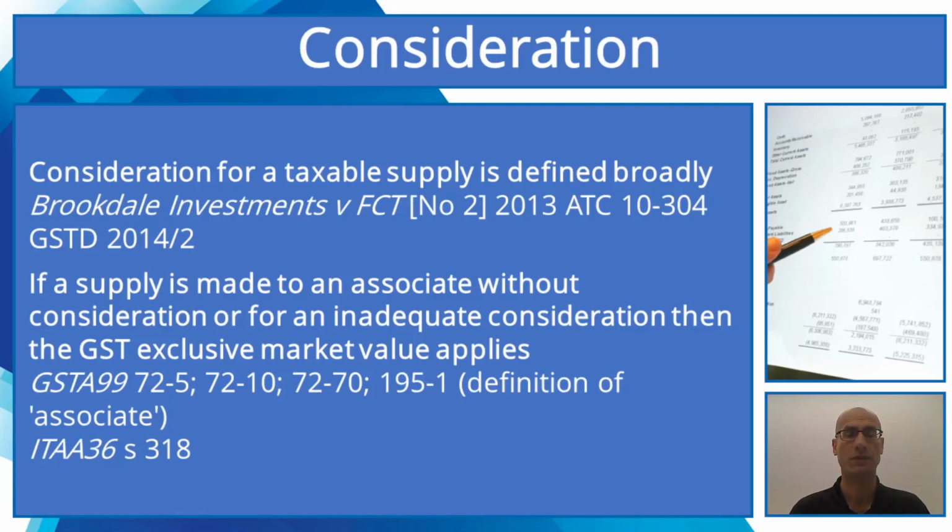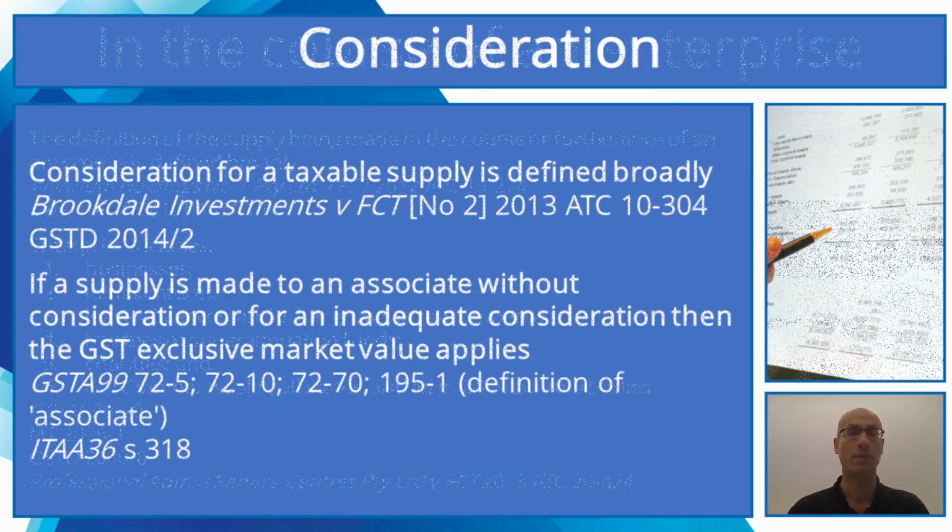And in those situations where supply is made for an inadequate amount of consideration, the amount of tax that's going to apply is going to be the amount that would have applied if the market value was used instead. So it's essentially a market substitution rule for the purposes of GST.